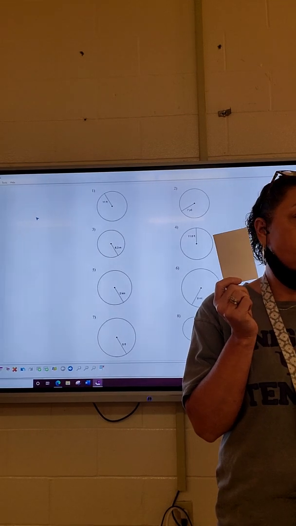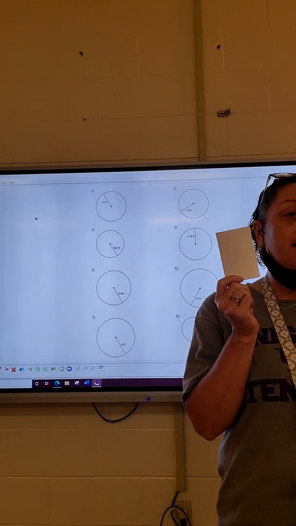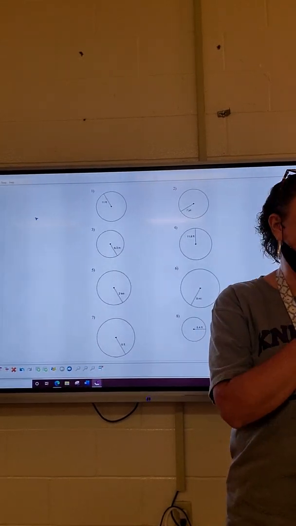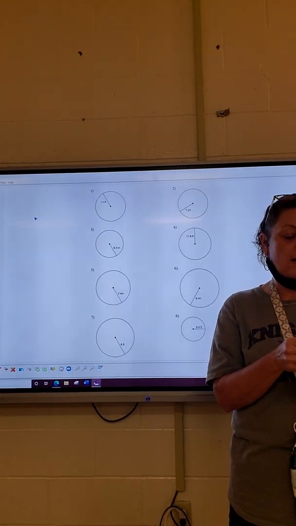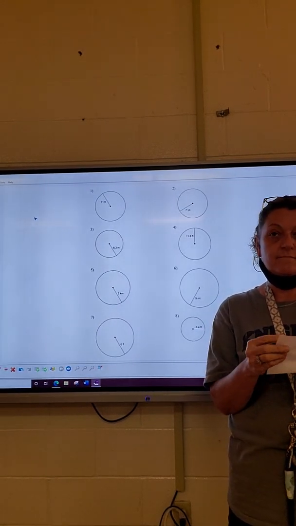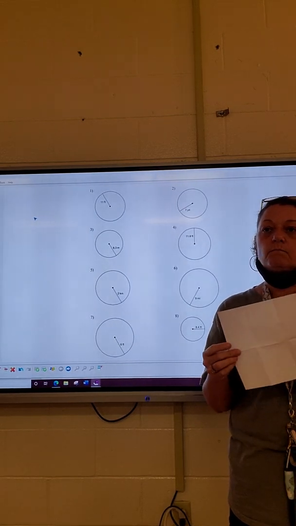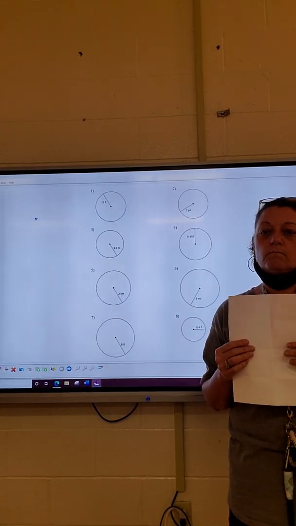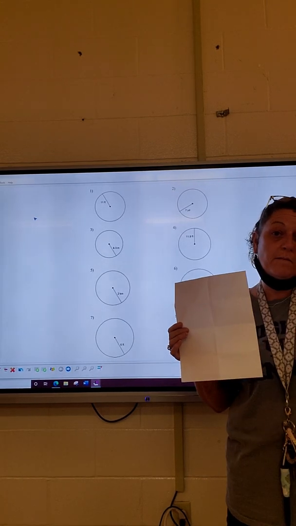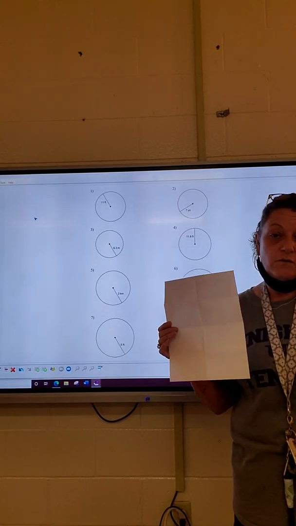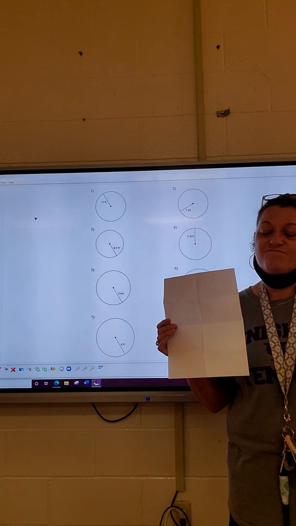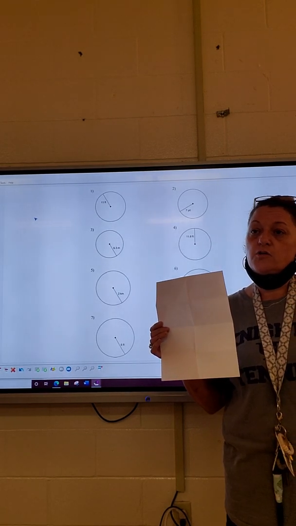That's right. And when you open it back up, how many sections are you going to have? 8. Why do I call this cubing? Because you fold it 3 times. What's that have to do with anything? When you cube a number, you multiply it 3 times by itself. What am I multiplying 3 times by itself? 2.